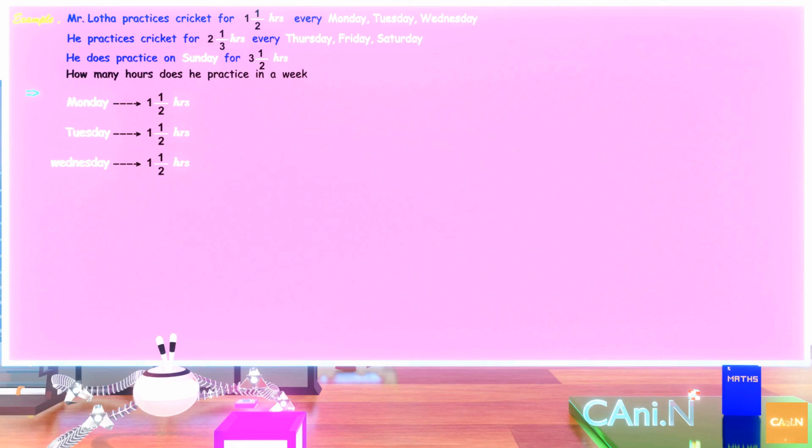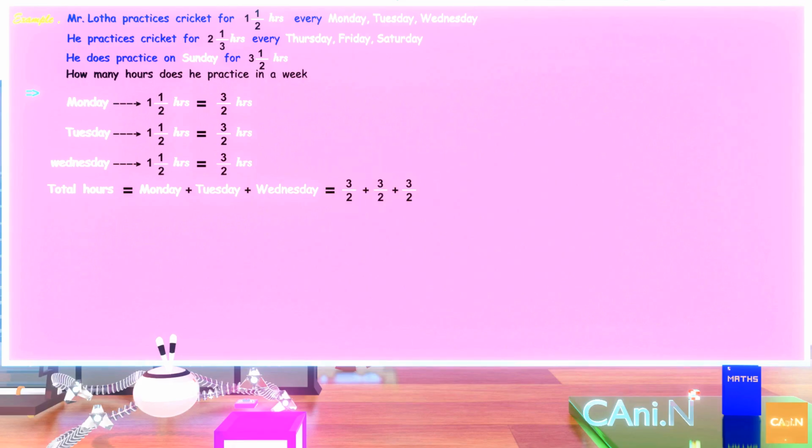Mr. Lotha, on Monday, Tuesday, Wednesday, practices cricket for 1 by 2 hours. Equals 3 by 2 hours. So, total hours for Monday, Tuesday, and Wednesday equals 3 by 2 plus 3 by 2 plus 3 by 2 equals 9 by 2 hours.